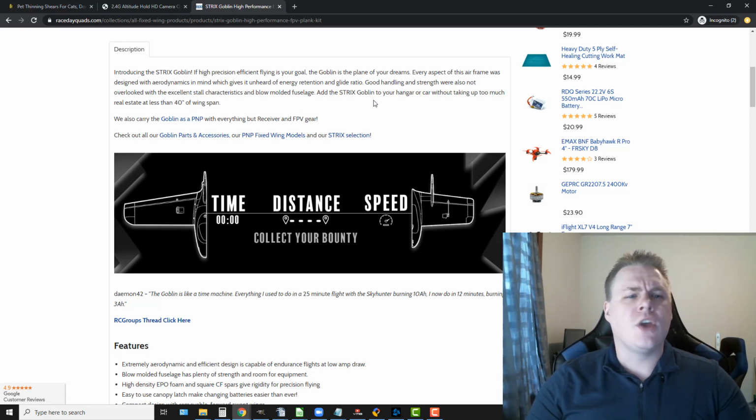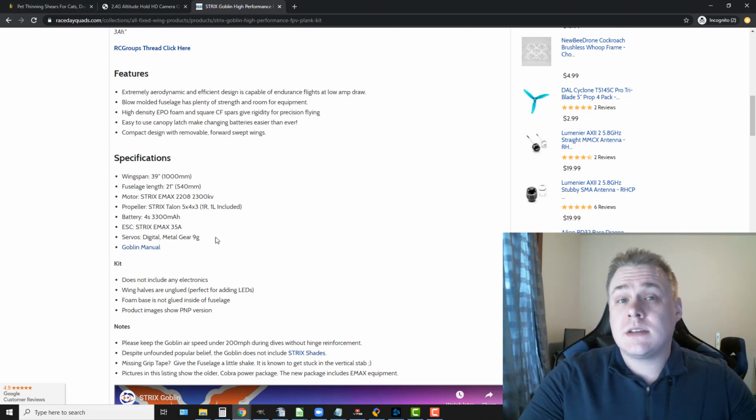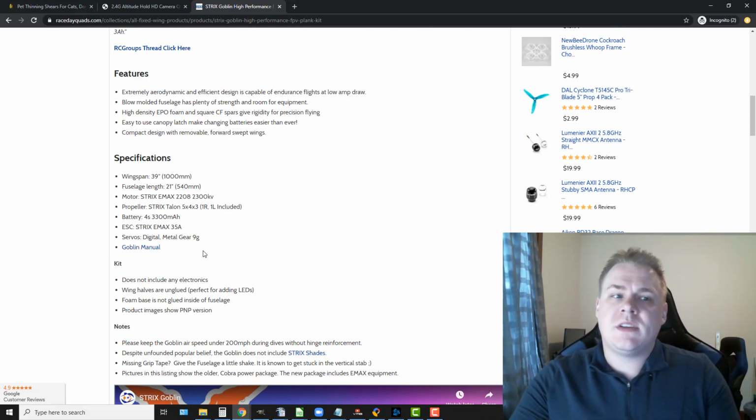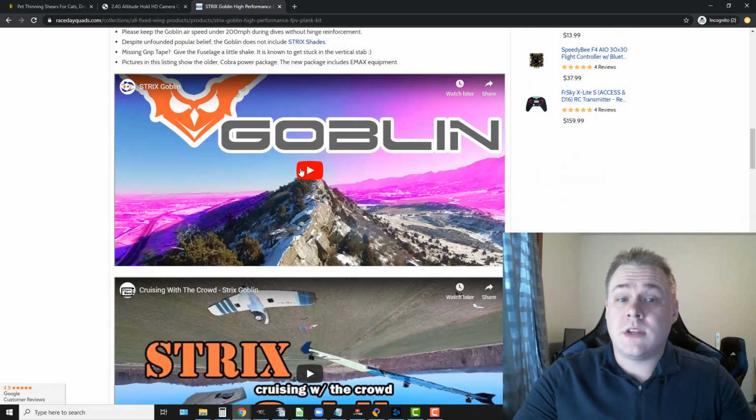Good handling and strength were also not overlooked, with excellent stall characteristics and blow-molded fuselage. They're molding this picture of this plane in your mind, and they're getting you thinking about how you're going to be using it. And then they tell you some of the key features, why theirs is so great, and some of the specifications. But guess what? It's a drone. You want to know a little more about it. But they didn't put the specifications first and then some crappy features. And then they put some videos.